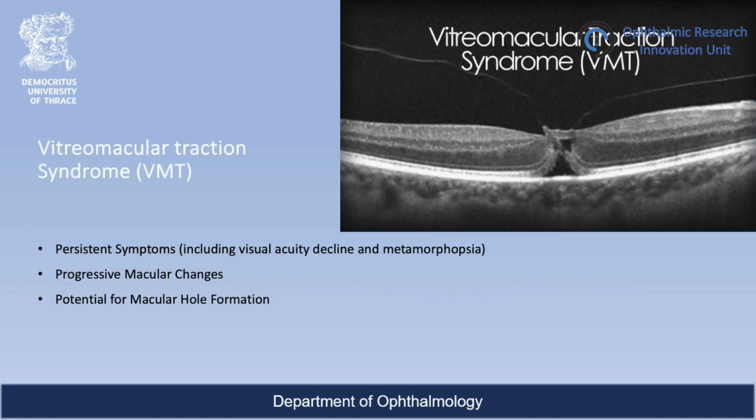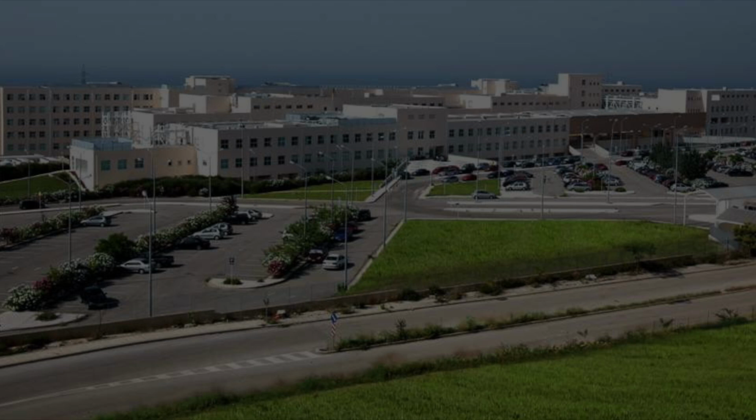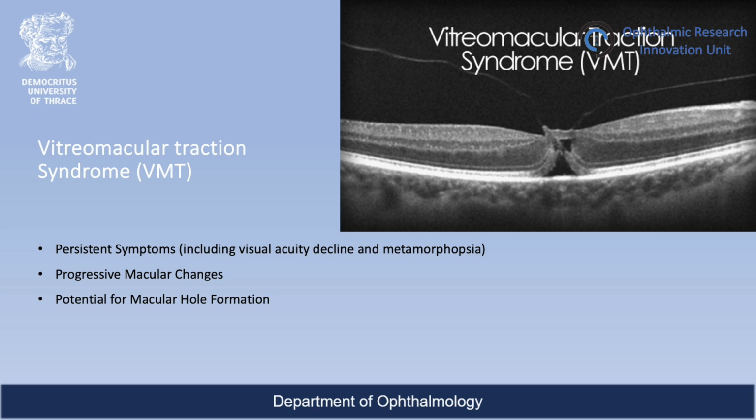Also, vitrectomy may be indicated for vitreomacular traction syndrome when symptoms such as visual acuity decline and metamorphopsia persist, when there are progressive macular changes, or there is a risk of macular hole formation.